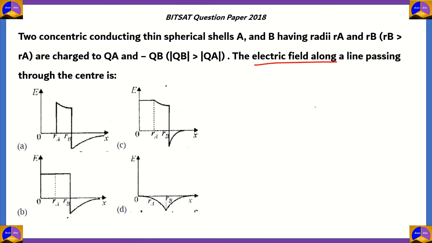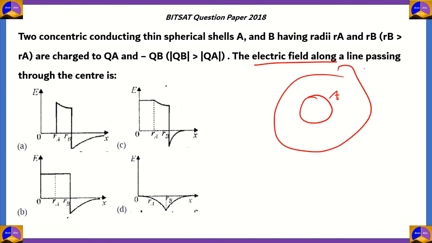So you have a shell A and a shell B. Now I know that it's not the correct way to draw it, but this is as close as you can get. So you have radius of A, and then you have radius of B, charge of A, charge of B.